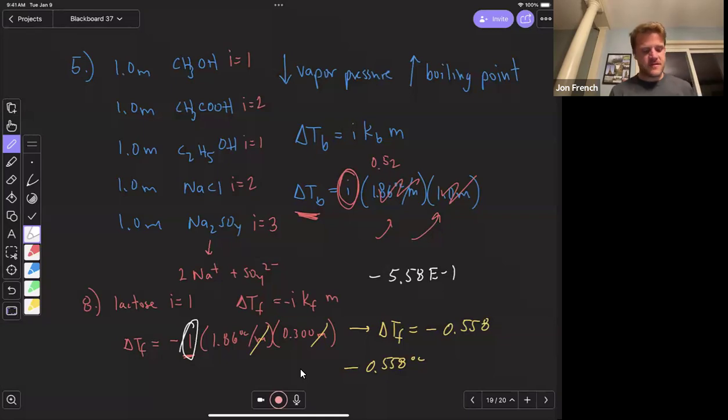I would say three significant figures for this, because molality is 3 sig figs, your freezing point constant is 3 sig figs, and then your van 't Hoff factor is a known, given number, so that's an infinite number of significant figures. Because of that, I would say 3 significant figures for everything involved.